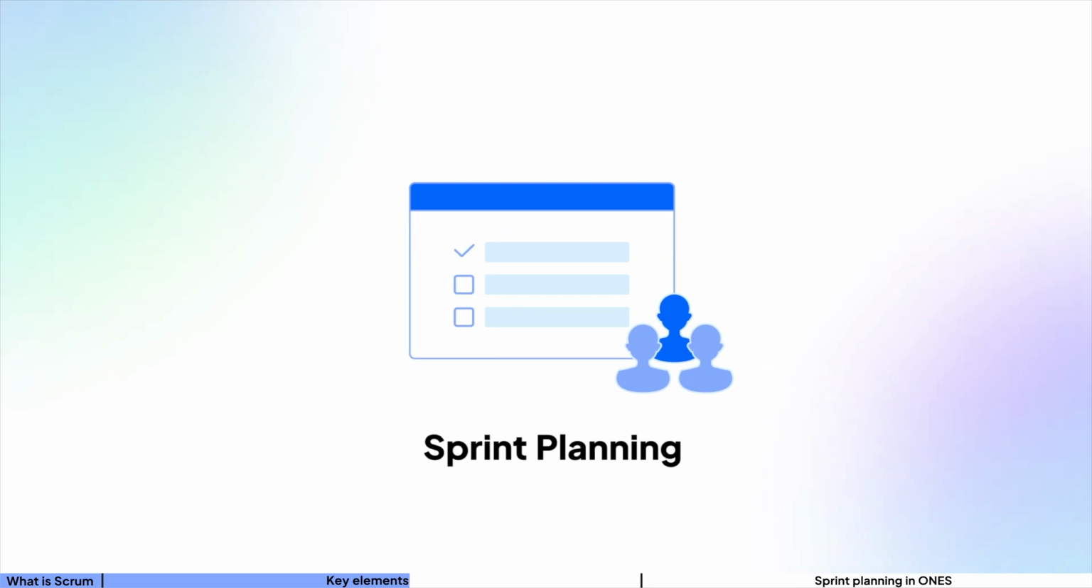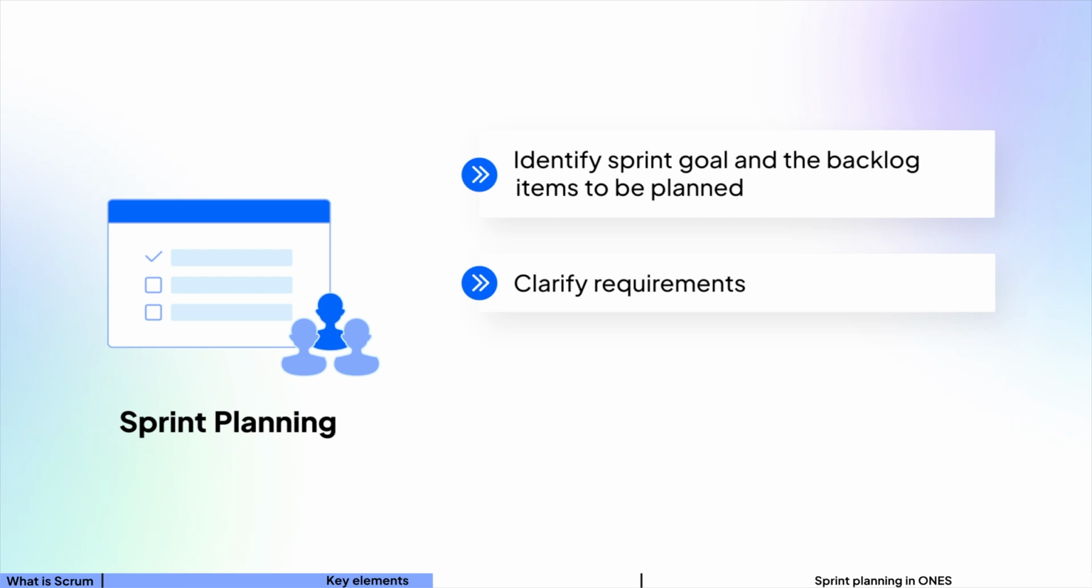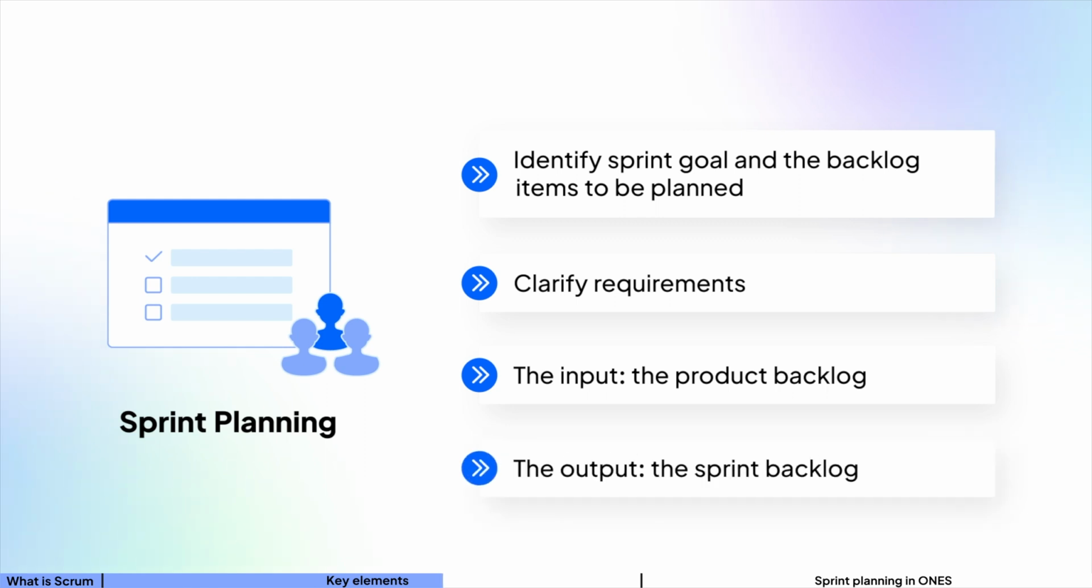The second event is sprint planning. This is an event dedicated to the planning out of work and goal during the sprint. During the meeting, the team will identify sprint goal and what backlog item will contribute to that goal, and clarify requirements that are not clear. The input is the product backlog. The output will be the sprint backlog.